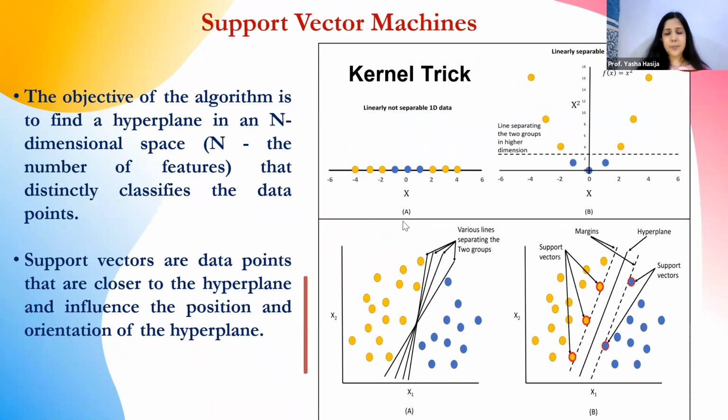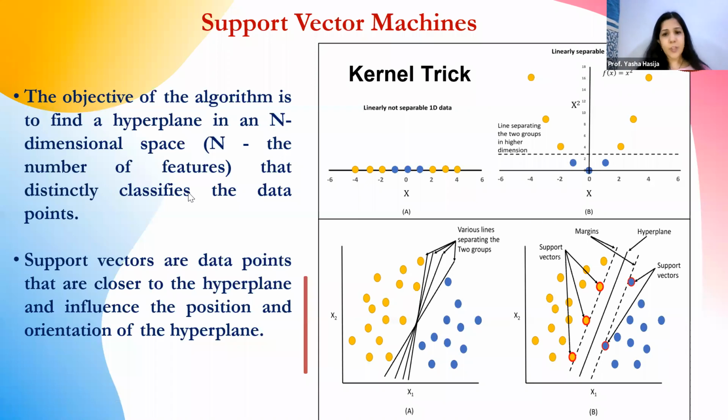Next up is the support vector machine, or the SVM. These are another class of supervised machine learning algorithms, and they are very well used in classification problems, although sometimes they're also used for regression problems. And these again are linear classifiers because they make linear decision boundaries. Now, the objective is to find a hyperplane in an n-dimensional space, where n is the number of features, that distinctly classifies the data points.